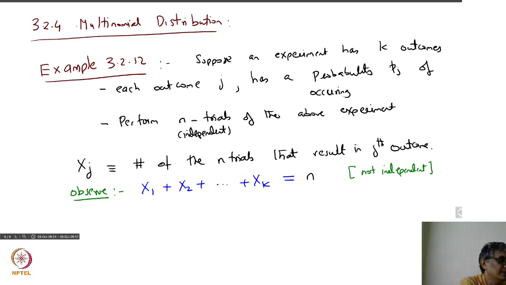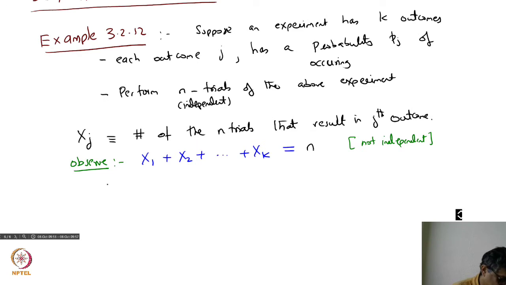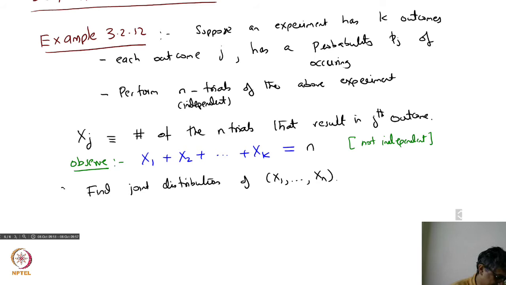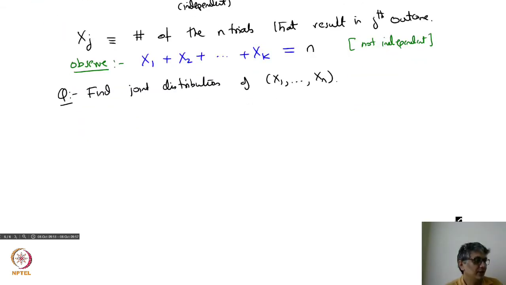Very nice. So now, how do I do this? This is the first interesting example where we need to find the joint distribution of X1 through Xk. That's the first question I have. How do I do this? This is called the multinomial distribution. We'll discuss that as we go. So how does one do this?